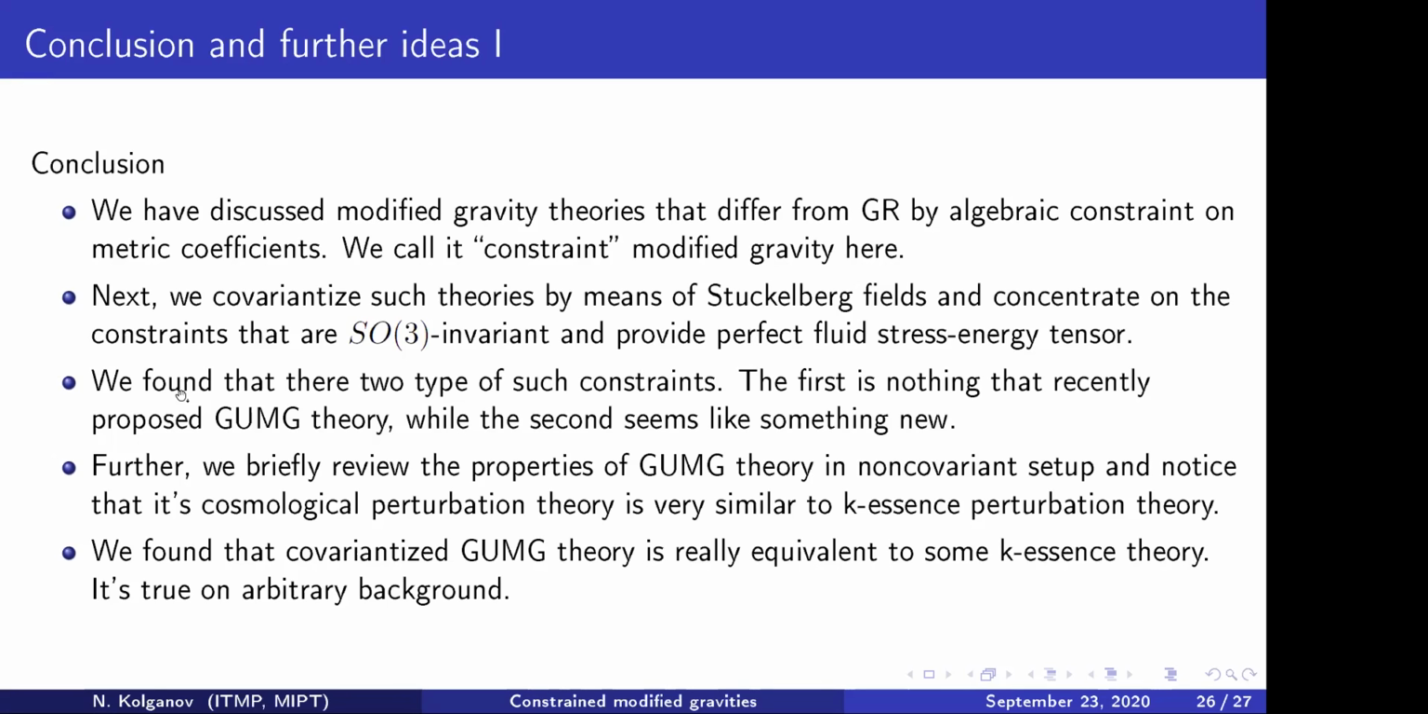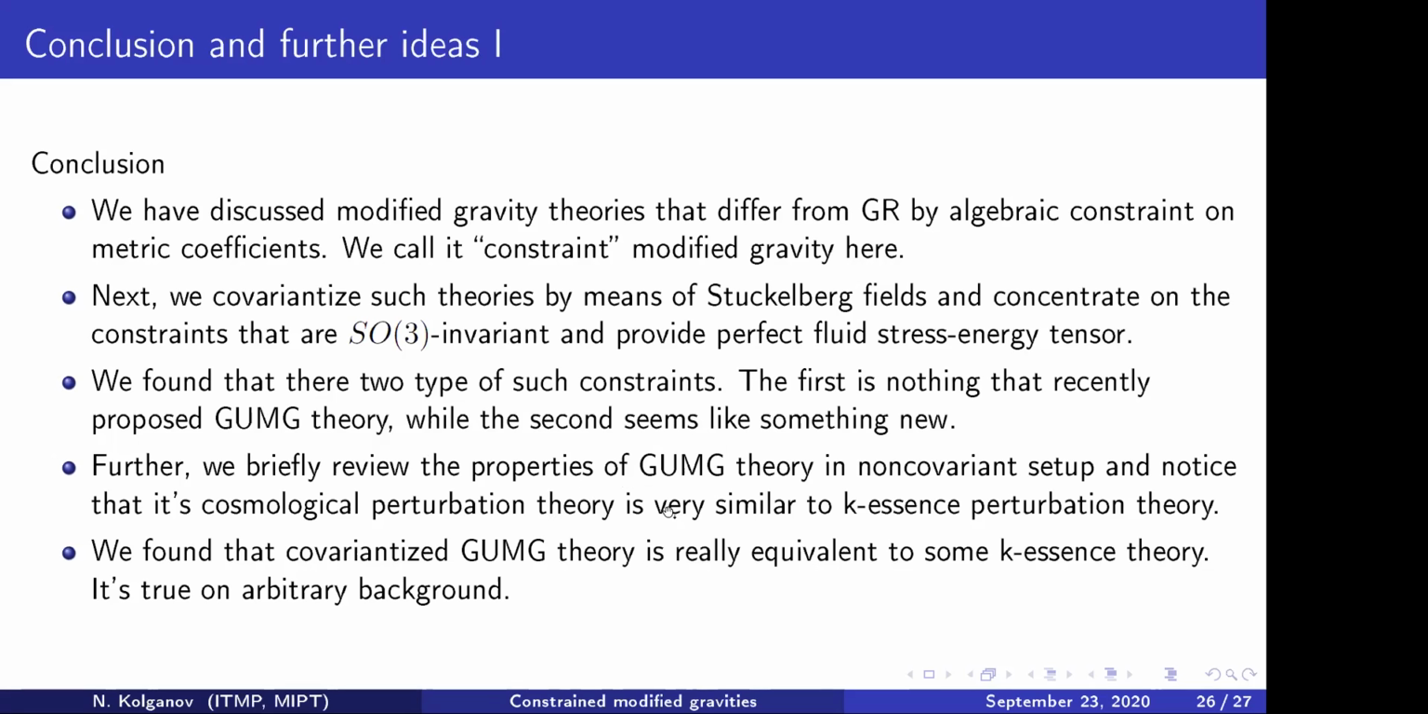And next, we examined this type of constraint. The first turns out to be equivalent to generalized unimodular gravity, which has interesting, I think, cosmological application and interesting theoretical properties from the point of view of Hamiltonian constraint theory. So next, we found that in some sense, generalized unimodular gravity in a covariant setup is equivalent to K-essence theory. The Lagrangian of this K-essence theory can be reconstructed from the functional parameter of the initial generalized unimodular gravity theory.